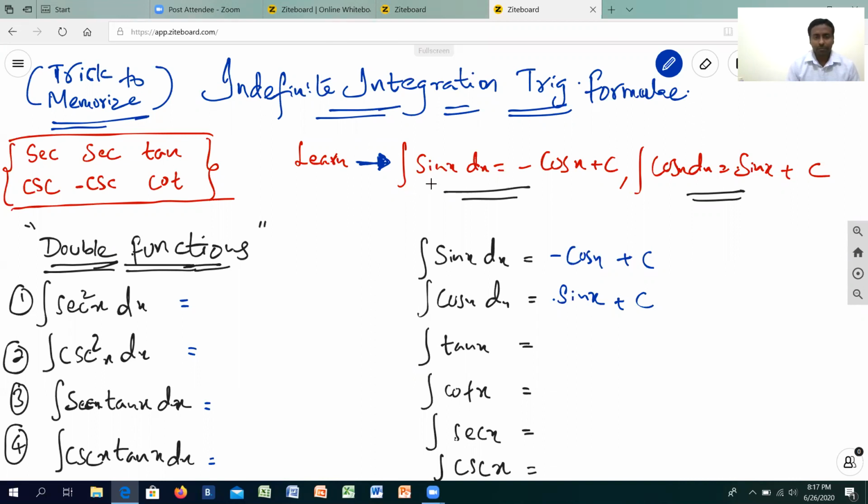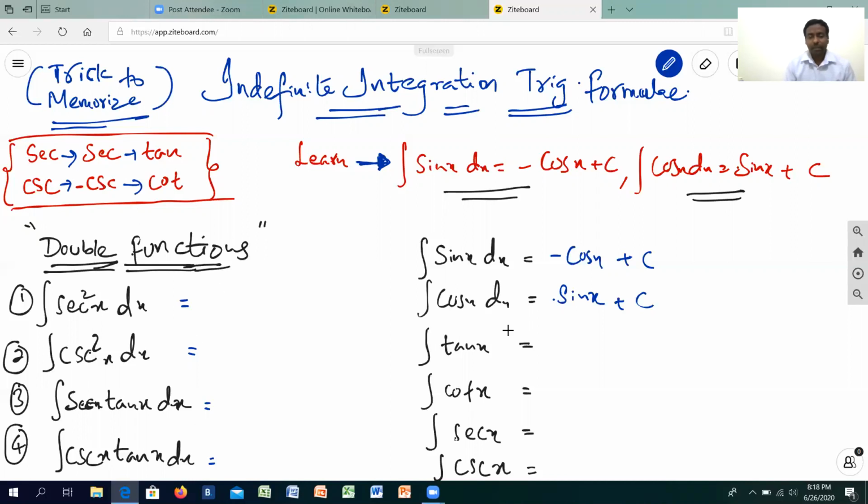I have written down this particular thing: integral sine x is equal to minus cos x, which everyone knows, integral cos x is sine x. So what do you have to do? You just have to recall and memorize only these two. And with these, the ones which I've written on the extreme left on my board, that is secant, secant tan, cosecant, cosecant cot. So what does it have to do with this one? We will see it shortly now.